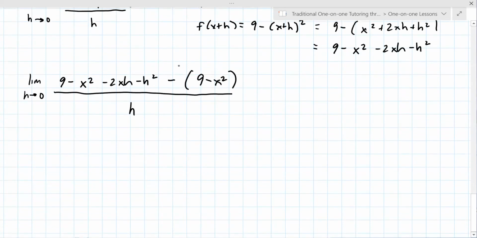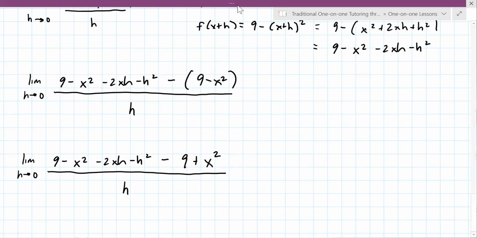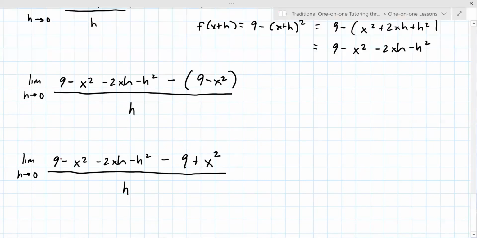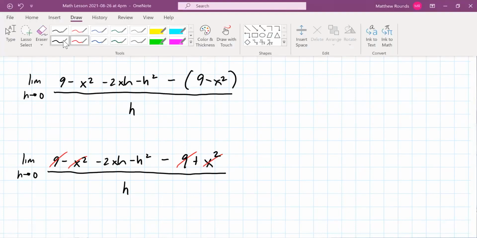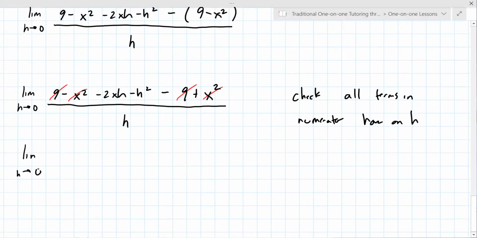So when you distribute this negative, I'm going to do it. Well, I guess I have the advantage of copy and paste here. When you distribute the negative, you get minus 9 plus x squared. Okay, and then I'm going to switch to red pen here for the moment. And the 9s cancel out, and the x squareds cancel out. And then the h's. Well, there's a check here. The check is that all terms in the numerator have an h in them. And that's key. You get rid of the h on the denominator, the h with the 2x, and then the other h just becomes h.